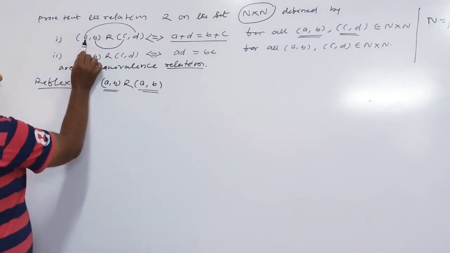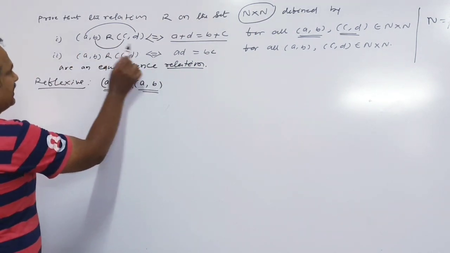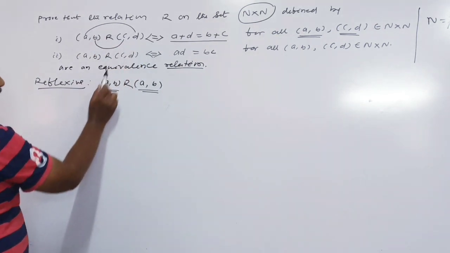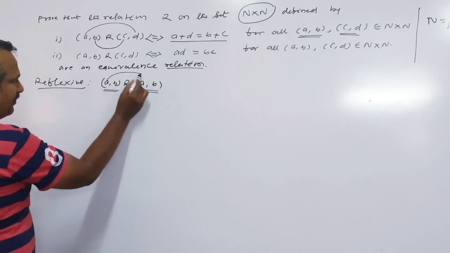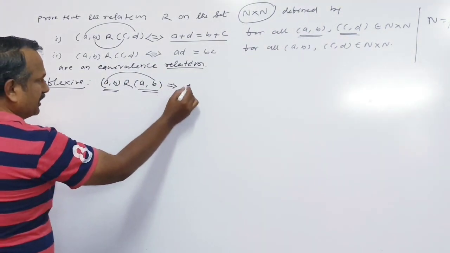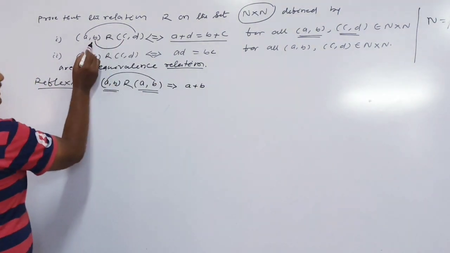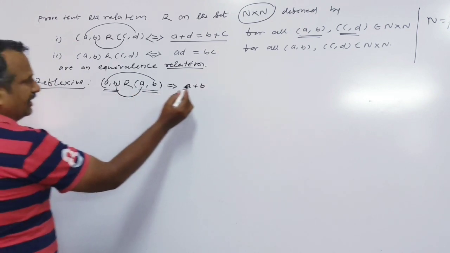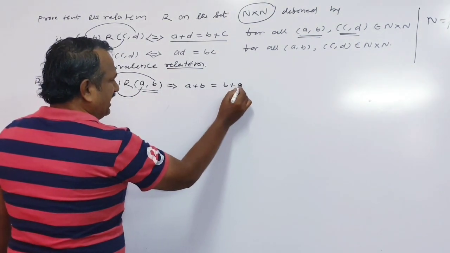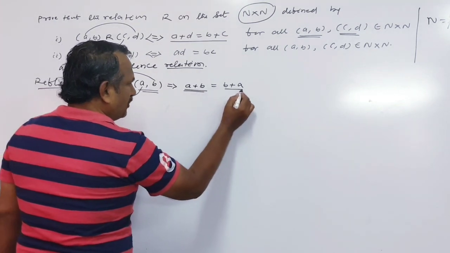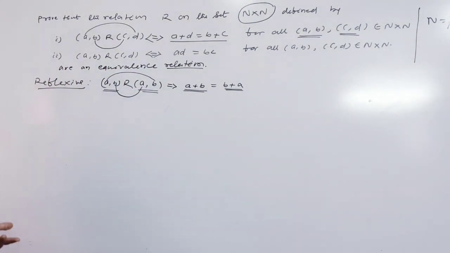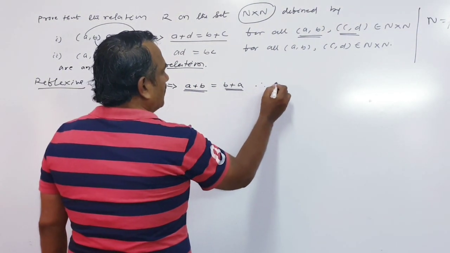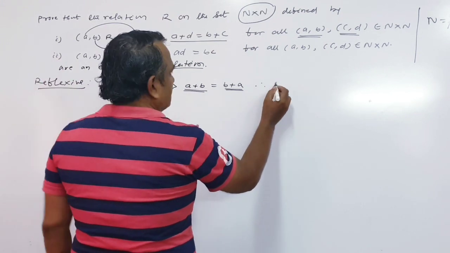Now here given (A, B) is related to (C, D). That means A plus D, first and fourth, add. First and fourth: this is A plus B. Then second and third: this is B plus A. Yes, A plus B equal to B plus A, the commutative property, for all A belonging to natural numbers. Therefore, the relation is reflexive.